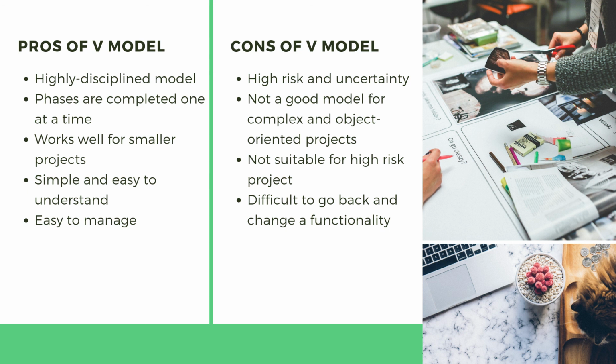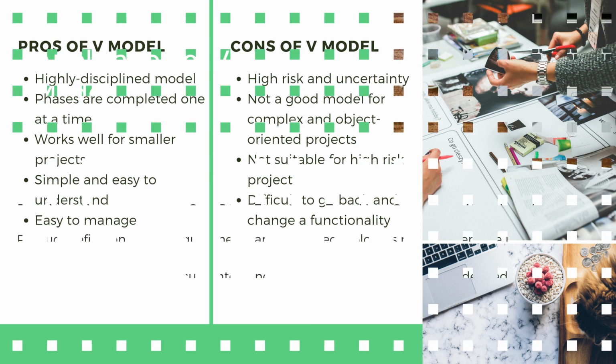What are the disadvantages of the V model? The V model is a high risk and uncertain model. It is not a good model for complex and object-oriented projects. It is a poor model for long and ongoing projects. It is not suitable for projects where the requirements are at a moderate to high risk of changing. Once an application is in the testing stage, it is difficult to go back and change the functionality. That is the main disadvantage of the V model. No working software is produced until late during the life cycle.